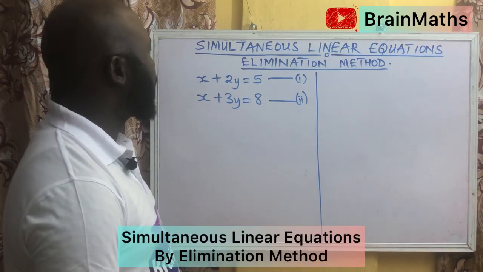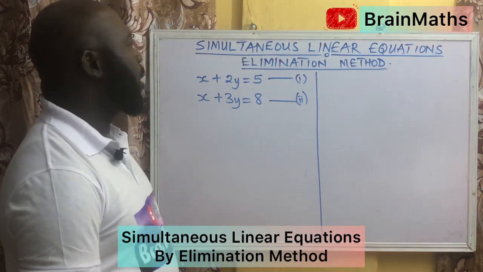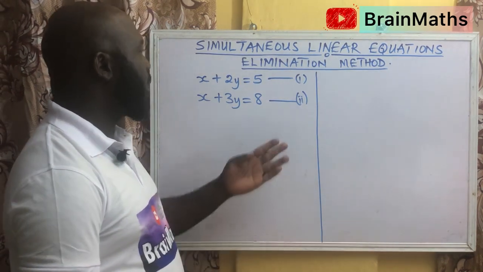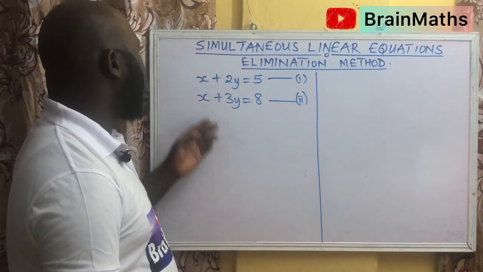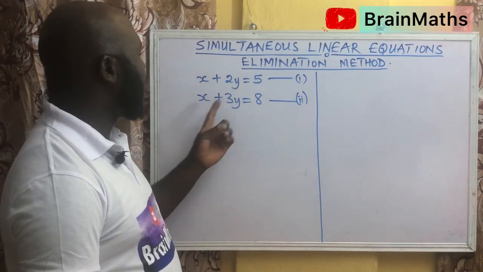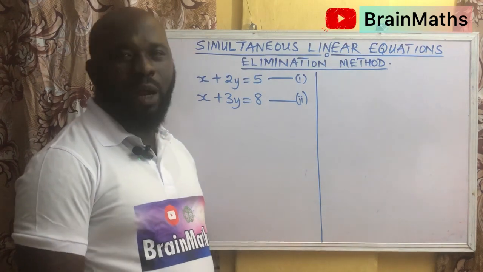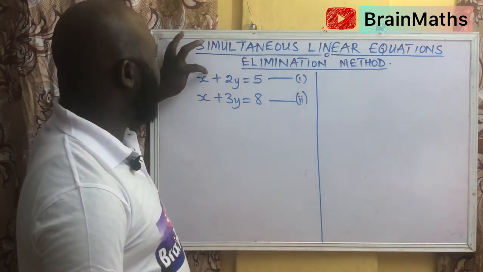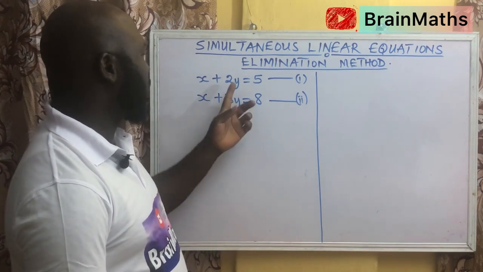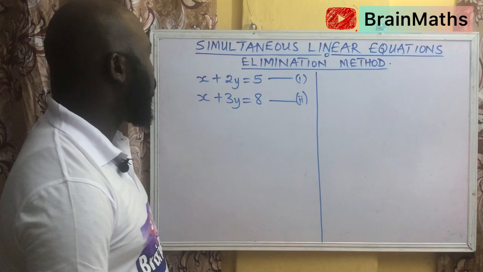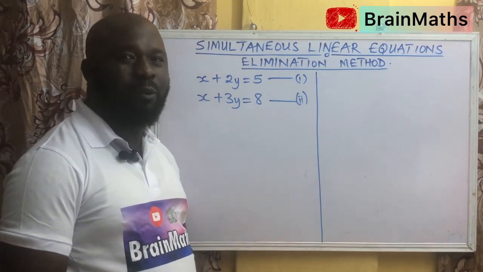On today's edition, we want to look at simultaneous linear equations. As the name implies, linear equation. If you look at what we have here, you'll see that the highest power in each of these equation variables is 1. The highest power of x here is 1. The highest power of y in the two equations is 1. So we are going to try to solve these equations simultaneously.